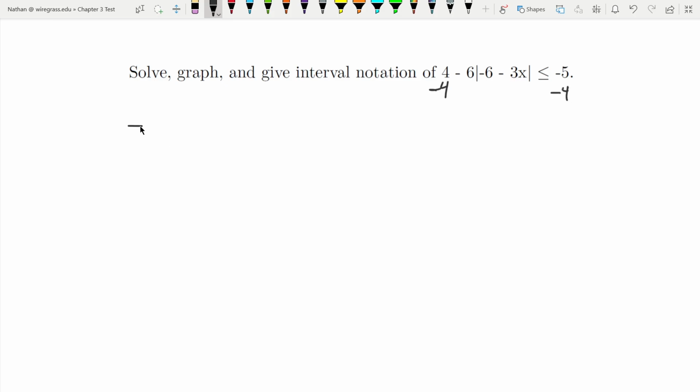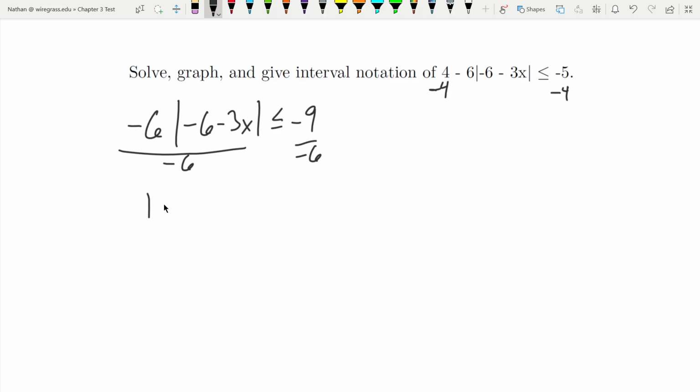So we're going to get negative 6 minus 3x less than or equal to negative 5 minus 4, which is negative 9. Then I can divide by negative 6. I'm dividing by a negative, so I need to flip the inequality. That's going to give me negative 6 minus 3x is greater than or equal to, negative by negative is positive, and 9 over 6 reduces to 3 over 2.